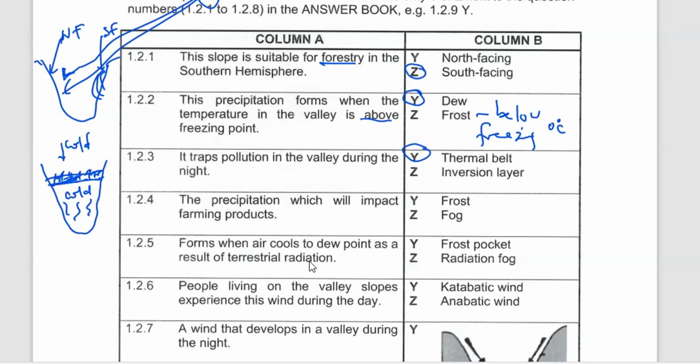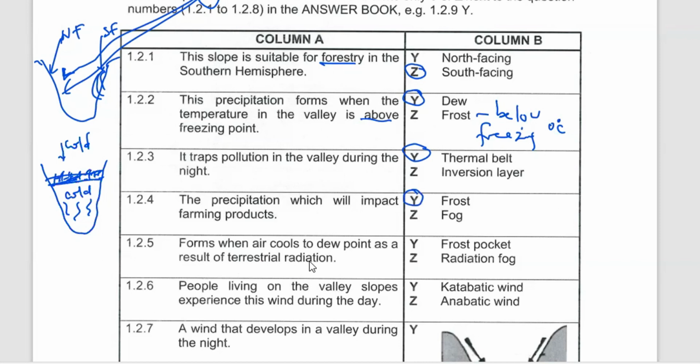The next question is saying precipitation which will impact farming products. What kind of precipitation is likely to impact farming products? Right, our correct response there is frost.